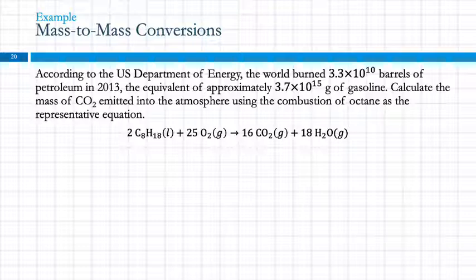So now we can do a problem like this. According to the U.S. Department of Energy, the world burned 3.3 times 10 to the 10th barrels of petroleum in 2013, the equivalent of approximately 3.7 times 10 to the 15th grams of gasoline. Calculate the mass of CO2 emitted into the atmosphere using the combustion of octane as the representative equation.